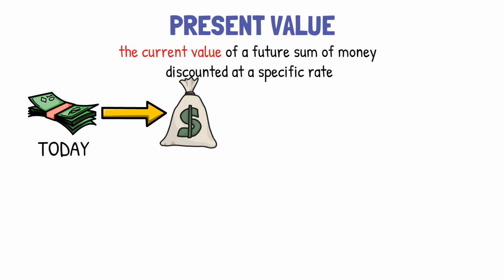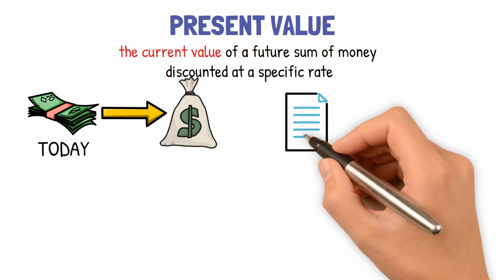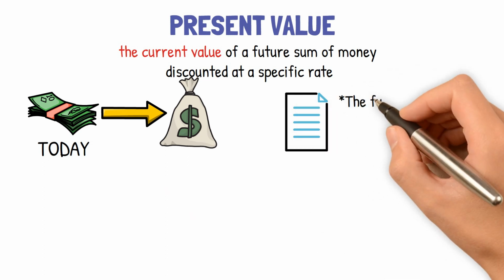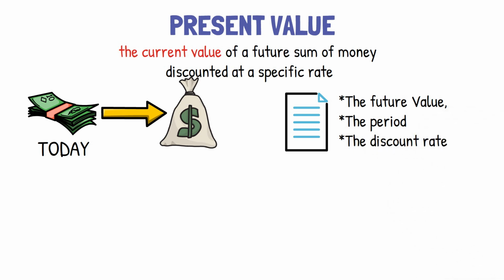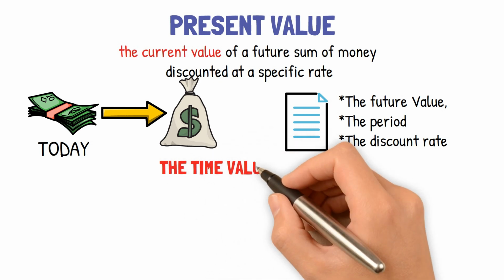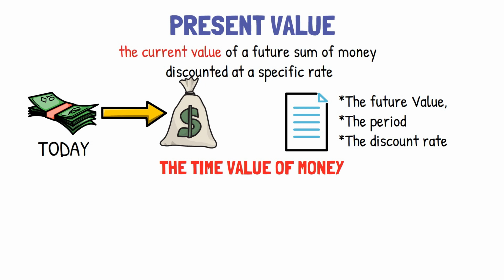Several factors need to be considered to calculate the present value of a future sum of money, including the future value, the period over which the investment is expected to grow, and the discount rate. The present value calculation considers the time value of money, which means that the money available now is worth more than the same amount in the future due to the potential for earning interest or inflation.